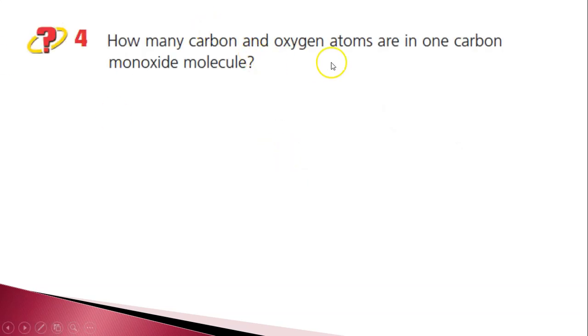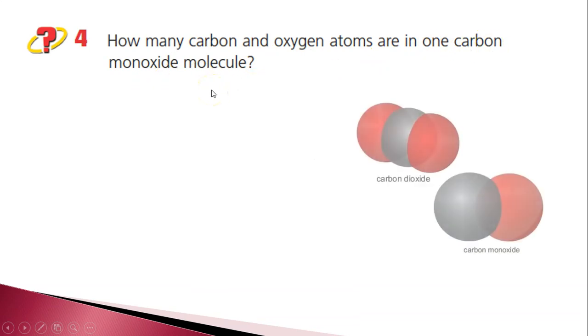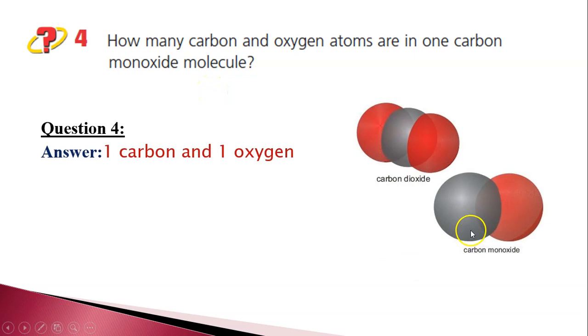How many carbon and oxygen atoms are in a carbon monoxide molecule? As we already discussed, it has one carbon and one oxygen.